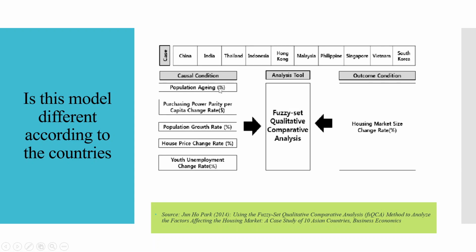So do all these factors affect the outcome condition, or do some factors affect the outcome condition in China, and these factors are not present in India? What is the combination of these factors in Indonesia? We want to see this. So this is basically how we are trying to capture the unobserved heterogeneity.